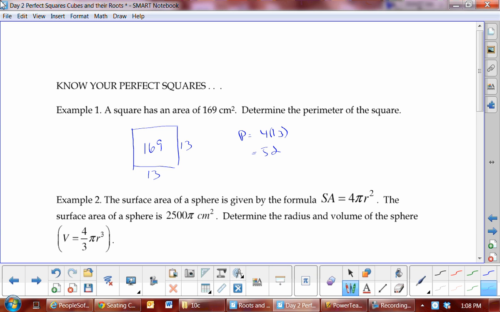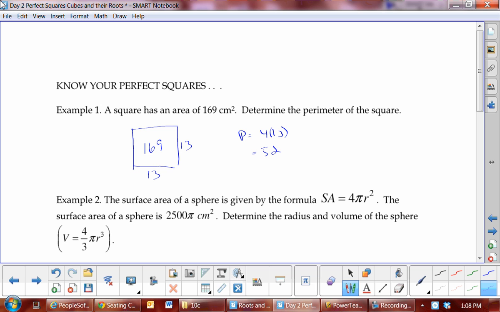What's the most common wrong answer do you think I get? 26, actually. They add the two sides. And they go, it's a 13 by 13, so they add them together and they say that's the perimeter. Because they get 13 by 13 as their answer, and they add them together.